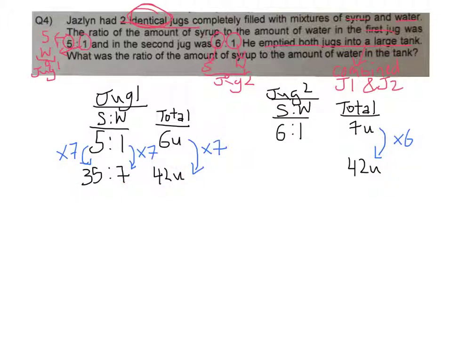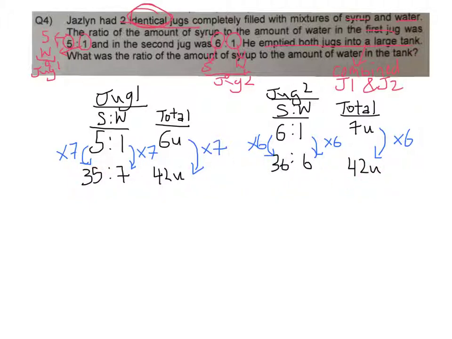Correct? Now, next, on jar 2, I have to times 6 here. This one, I have to times 6 as well. 1 times 6 gives me 6. 6 times 6 gives me 36. And 36 plus 6 will also give me 42. So this particular part is what we need to focus on, not the front part, but this part where we have equated the total to be the same. So now just focus on this alone.